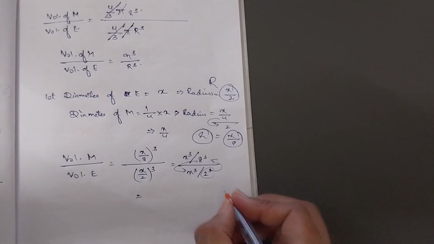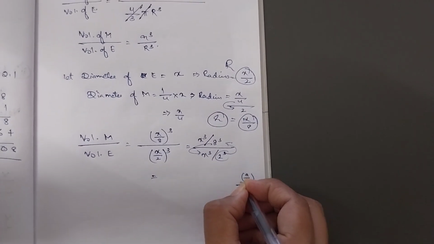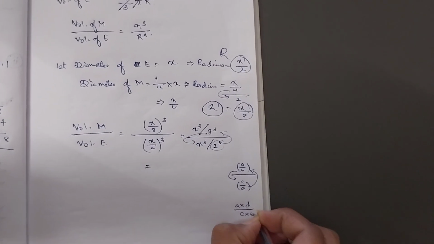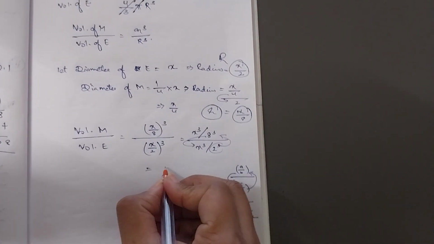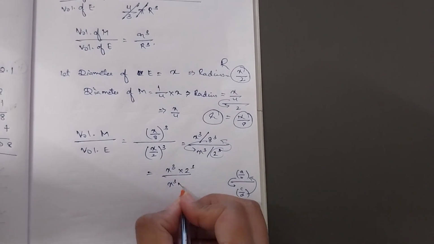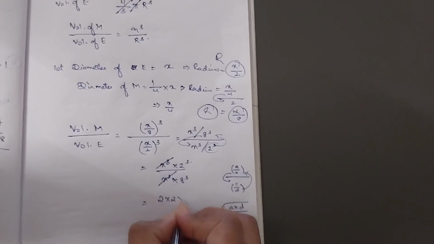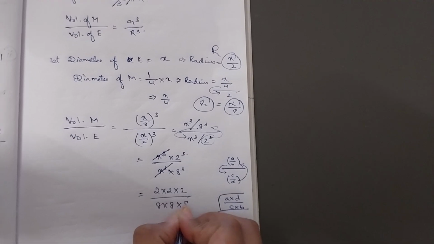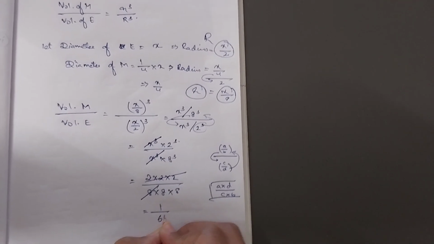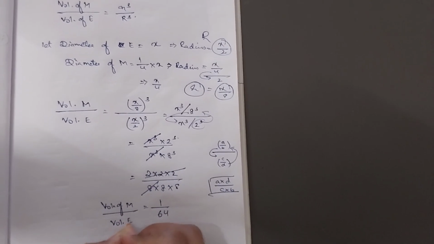Now students would be like, how? Consider a/b is one fraction and c/d is another fraction. Denominators will change their positions and it will become a into d by c into b. Remember this. So x cube into 2 cube by x cube into 8 cube: the x cube is gone. 2 into 2 into 2 is 8, 8 into 8 into 8, the 8s are gone. So it is 1/64. So volume of moon by volume of earth is 1/64.